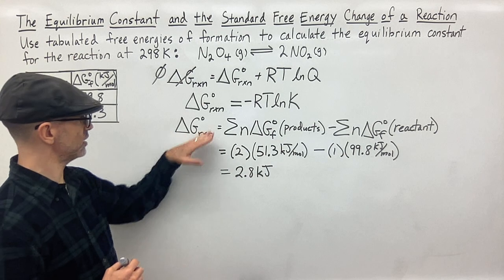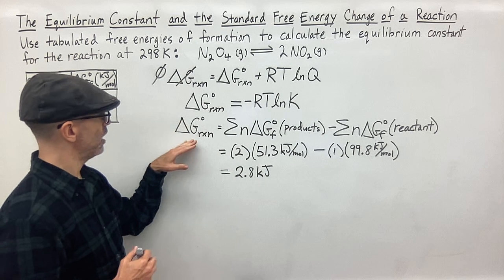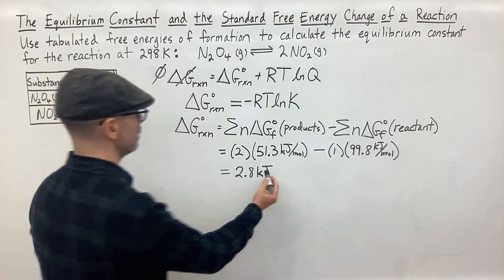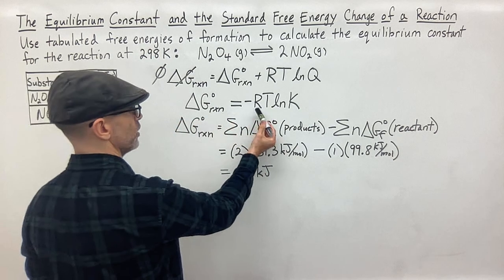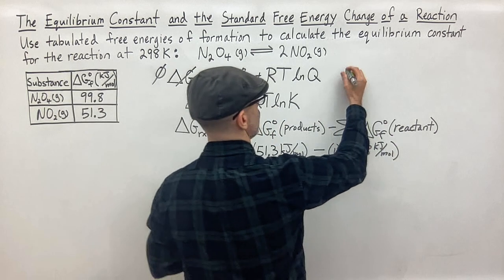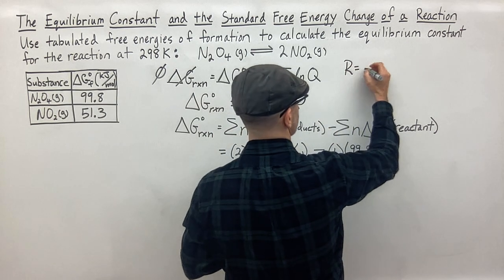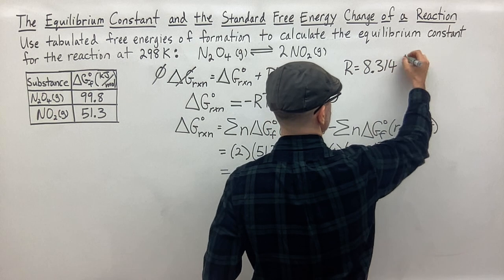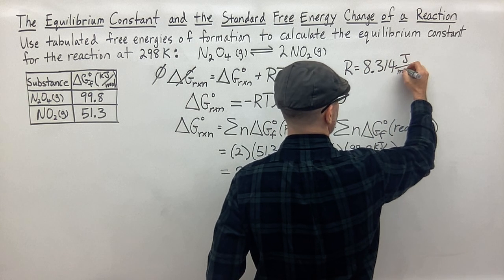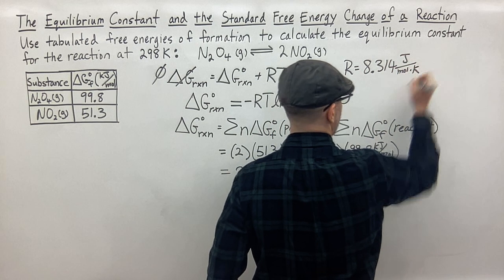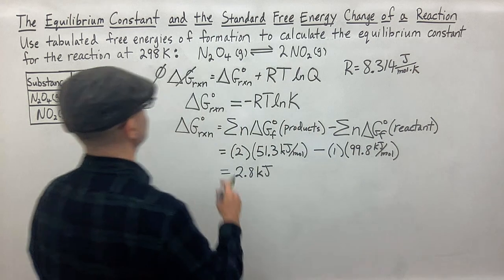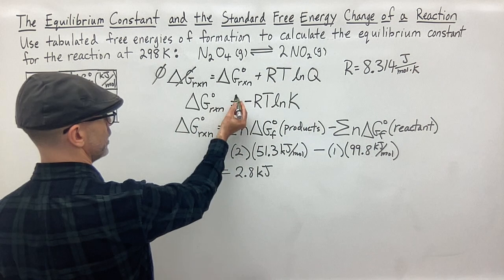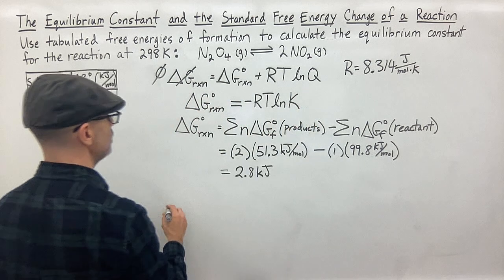So we got our standard change in free energy of the reaction. Now we can plug that into this equation along with R. Remember, R is equal to 8.314 joules per mole Kelvin. Our temperature is 298 Kelvin. So we're now going to plug everything into this equation.